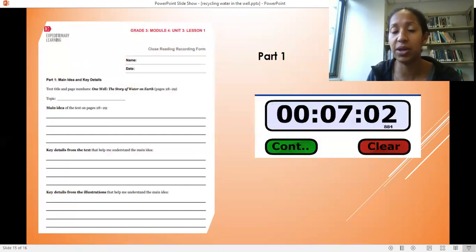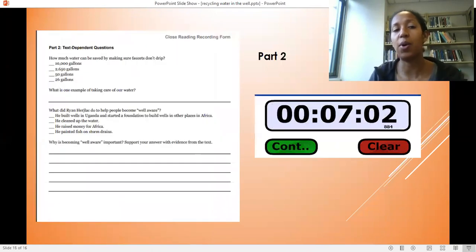The first activity is from engage, and it will take about 15 minutes, so I put the timer there. They will also be finding the main idea and key details from pages 28 and 29. I will give them a few minutes to review the sheet. My second one is text dependent questions, part two, task two, and it also takes about 20 minutes.